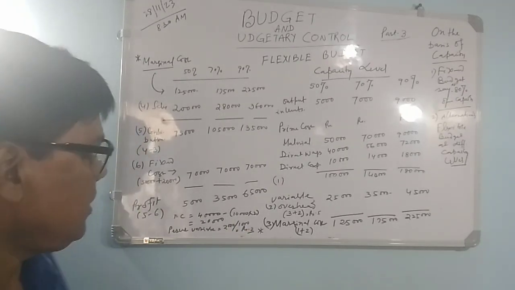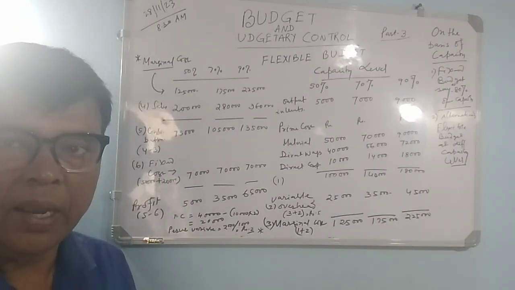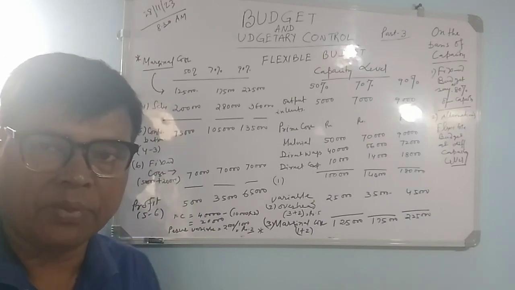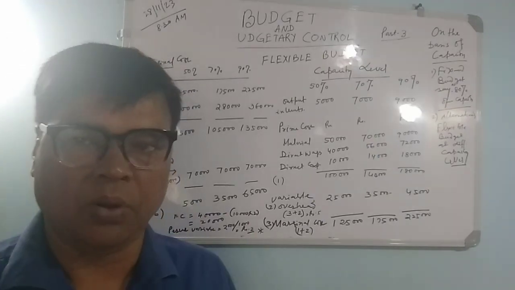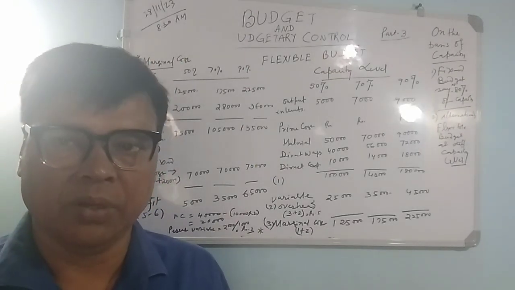So this is done on the basis of capacity utilization. On the functional basis, that is, individual section-wise budgets and the master budget, we will be discussing in my subsequent video.